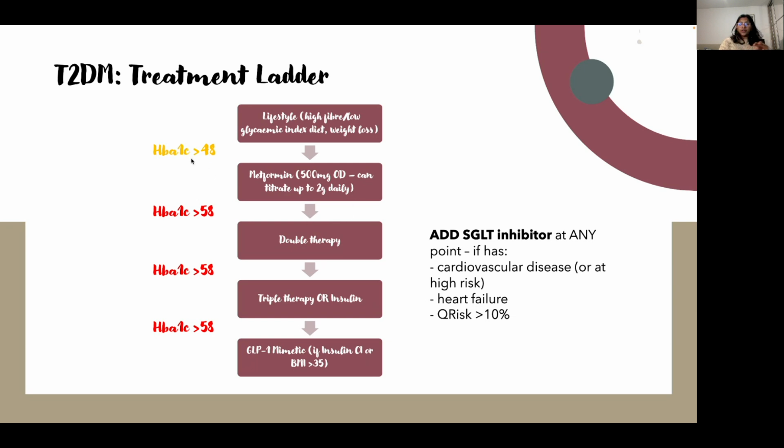So remember, our first cutoff for starting any drug is that 48 after they've tried all the lifestyle changes. And then if we want to add more and more drugs, then our cutoff changes to 58. Okey-doke.